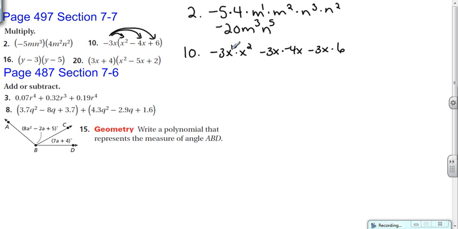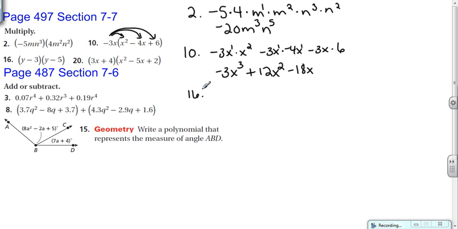So I'm going to put the 1 on every one of my variables so I don't forget that there's actually an exponent there. So this is negative 3, x times x, you keep the x, you add the exponents. 1 plus 2 is 3. Negative 3 times negative 4 is positive 12. X times x, keep the x, add 1 and 1, you get 2. Negative 3 times 6 is negative 18, and then you got to multiply by x.